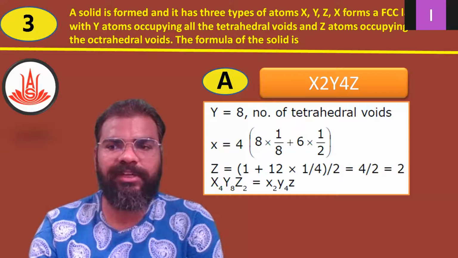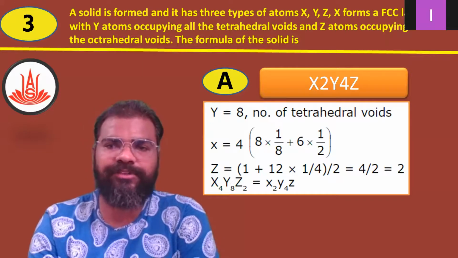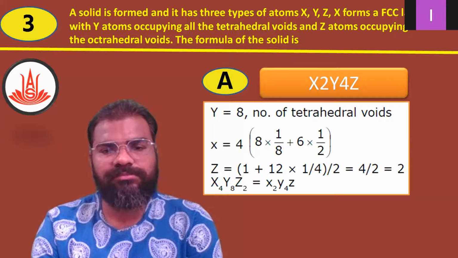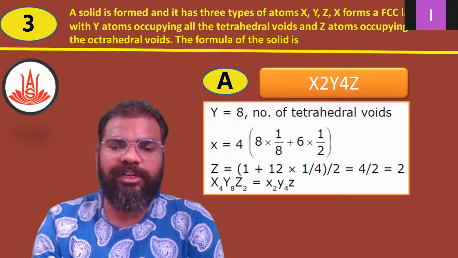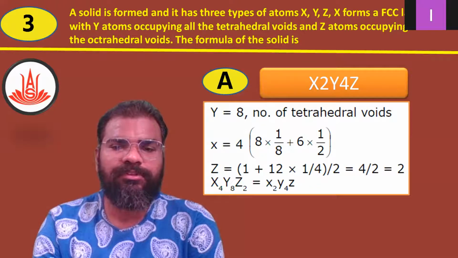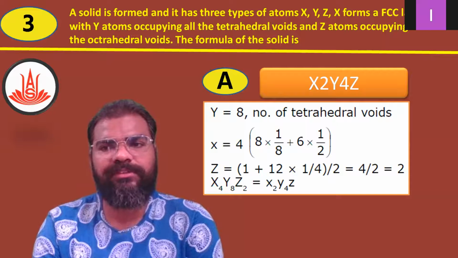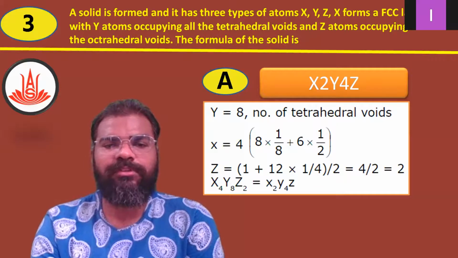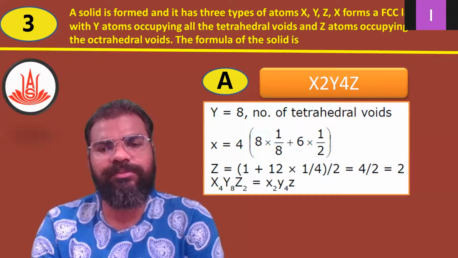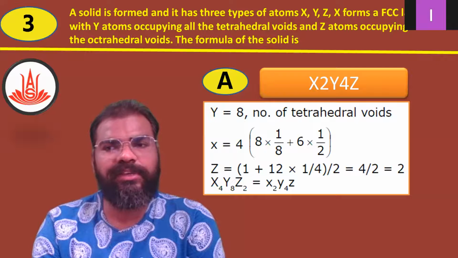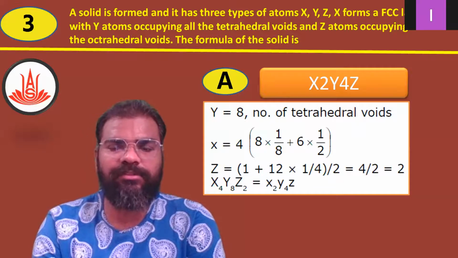Whereas for capital Z, what they have said in the question, Z atoms occupying the half of the octahedral void. Okay, so Z is equal to 1 plus 12 multiplied by 1 upon 4 completely divided by 2. So 4 by 2 it would be if you simplify this. So for Z, you'll be having 2. So the value of X is 4, then value of Y is 8, and value of Z is equal to 2.